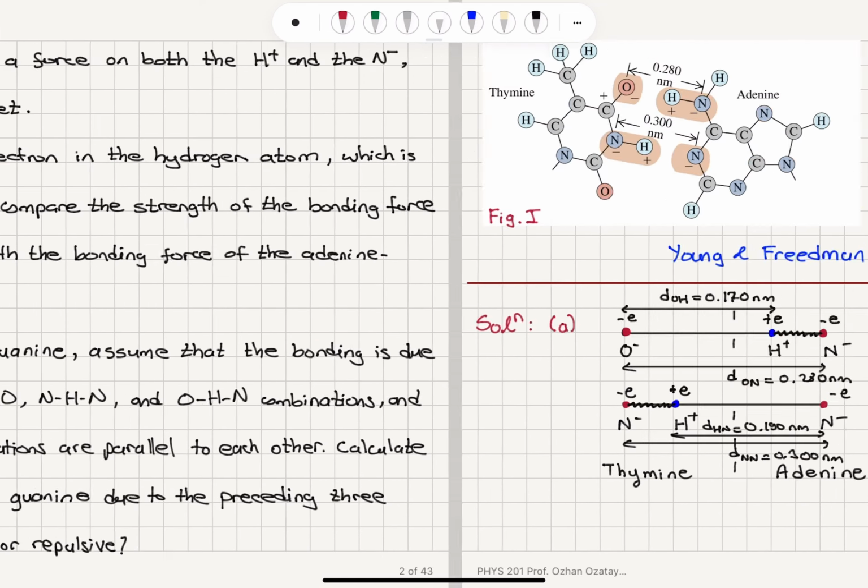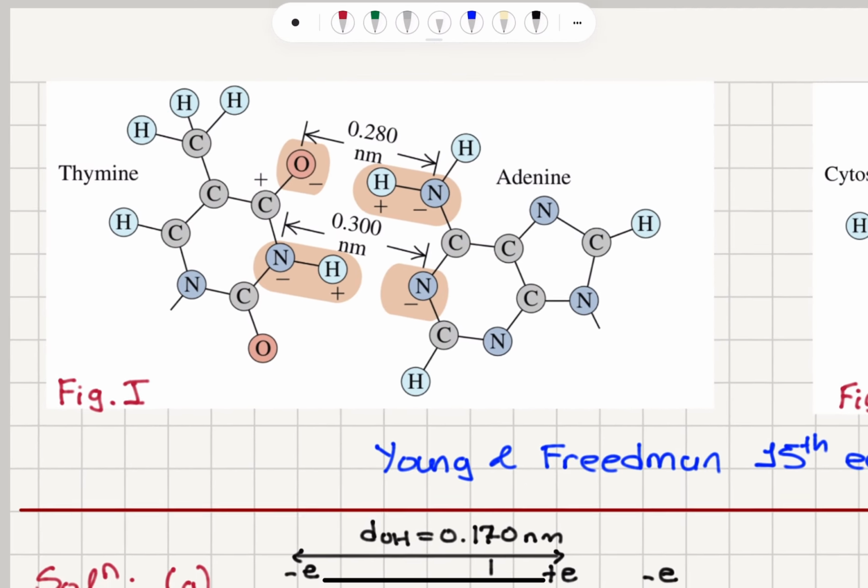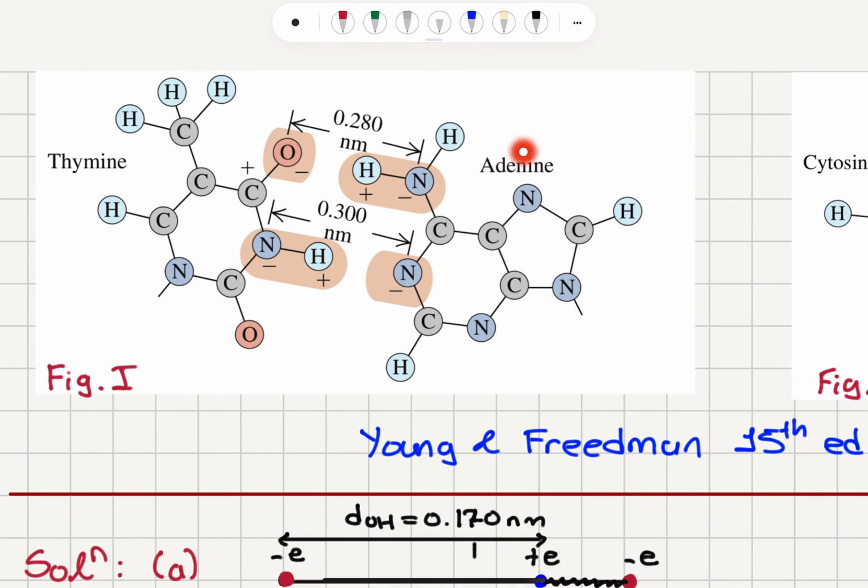Okay, so let's look at figure 1. Here is figure 1. This is adenine, this is thymine. You can see that we have a nitrogen-hydrogen-nitrogen bond here. So this nitrogen-hydrogen bond belongs to the thymine molecule. This nitrogen belongs to the adenine molecule. This is negatively charged. This is positively charged. This is negatively charged. The distance between the two nitrogen ions is 0.3 nanometers.